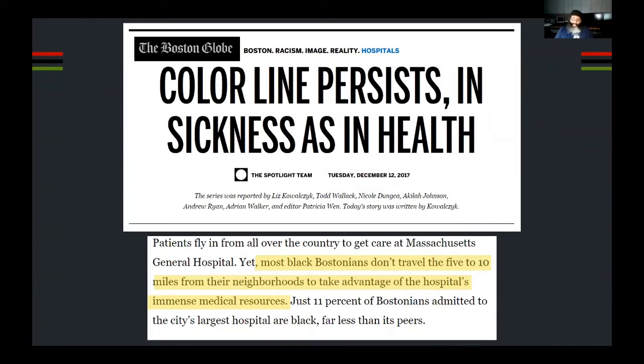Now, we also know, from just being at our hospital for as long as we have, that traditionally we have had an issue with getting underrepresented and underserved populations to come to our hospital. This article from the Globe in 2017 says most Black Bostonians don't travel the 5 to 10 miles from their neighborhood to come to MGH because they prefer to go to BMC, or because there are obstacles which prevent them from coming to us and instead push them towards BMC.